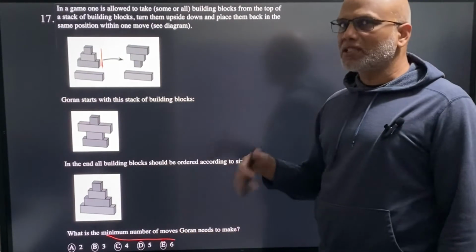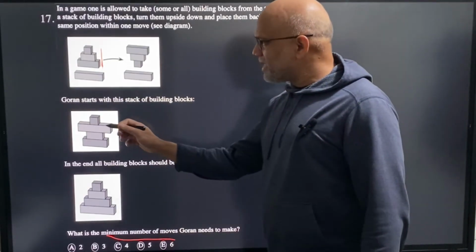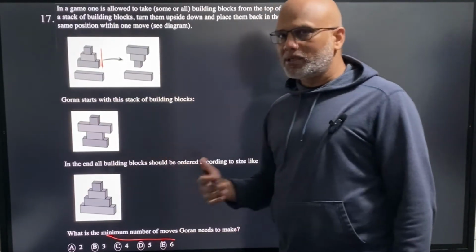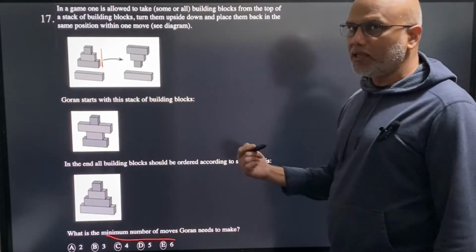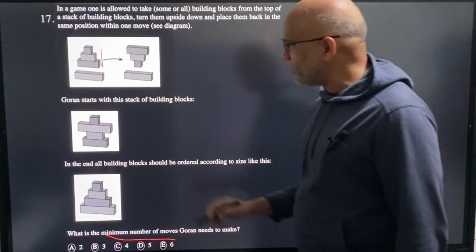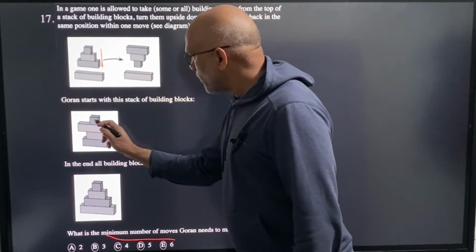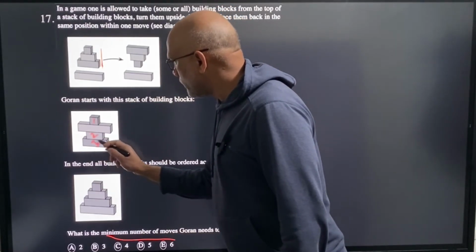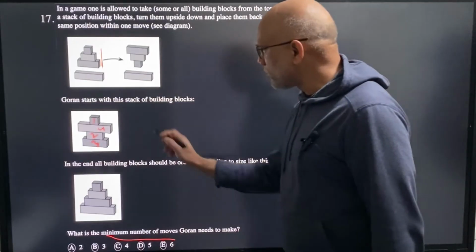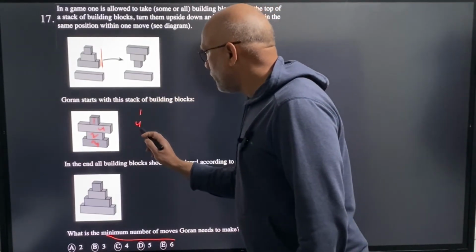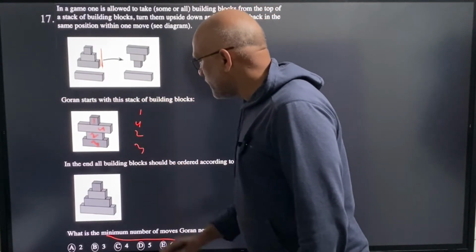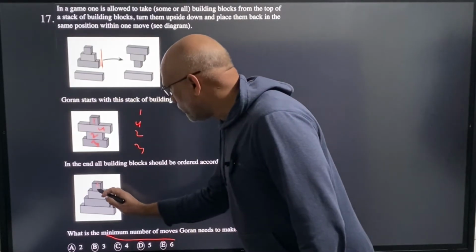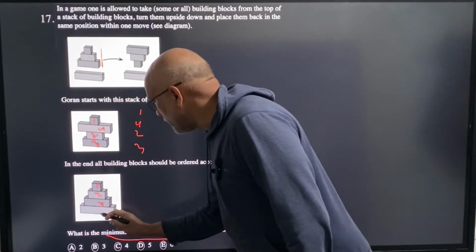In problems like this, sometimes it is easier to represent the size with numbers so that you don't have to keep drawing the sizes all the time. So I'll denote the smallest one as 1, the next is 2, 3 and 4. This is according to size. So I'm starting with 1, 4, 2, 3, and I want to end up with 1, 2, 3, 4.